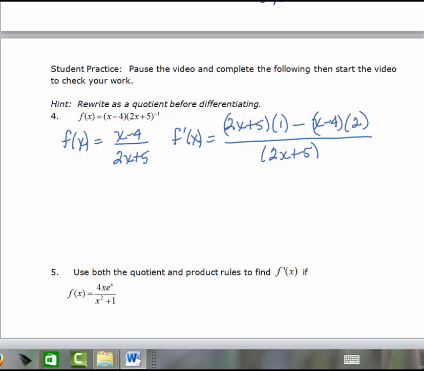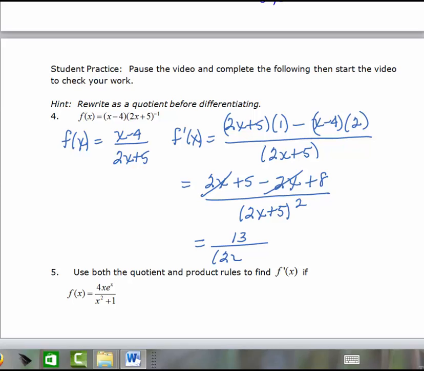We'll distribute. We get 2x plus 5 minus 2x plus 8, all over 2x plus 5 squared. The 2x's cancel, so I get 13 over 2x plus 5 squared.